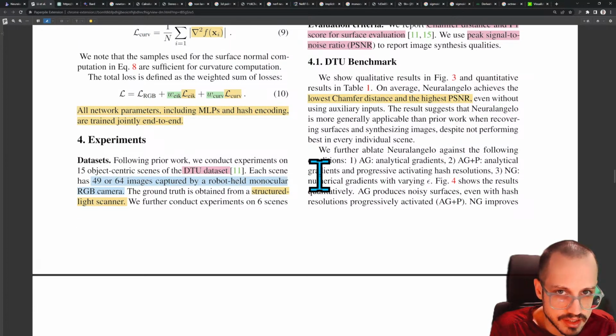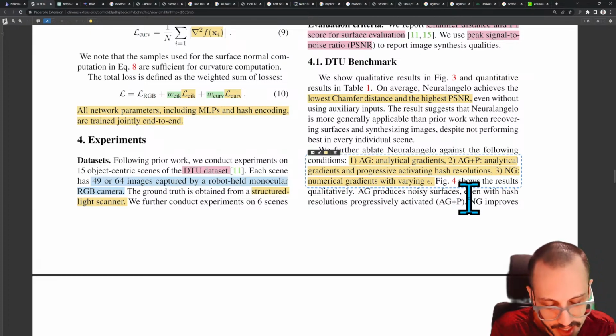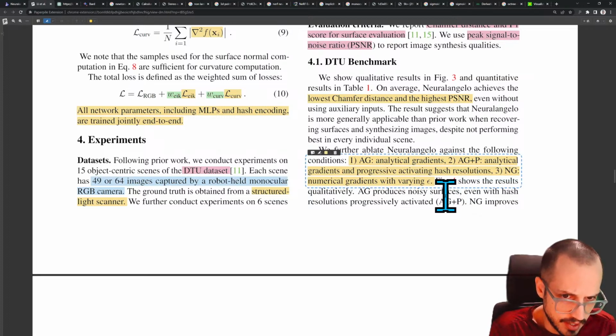Further ablate against the following conditions. Okay, so they do use the analytical gradients. They do a couple of different ablation studies here. Ablation studies are whenever they try their same technique but with a couple of different modifications. The point of doing that is that they want to be able to tell which parts of their technique are the ones resulting in the biggest bang for the buck. So they talked about analytical gradient versus numerical gradient. Of course, they're going to compare. They're going to try a variant of the analytical gradients, which they call progressive activation, and then NG for numerical gradients.